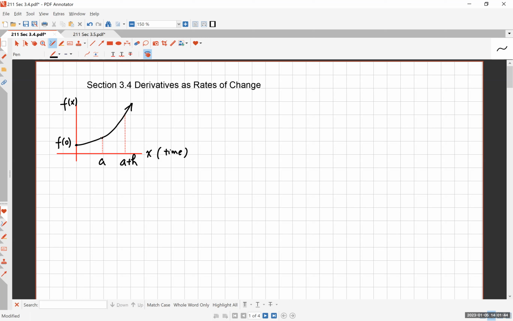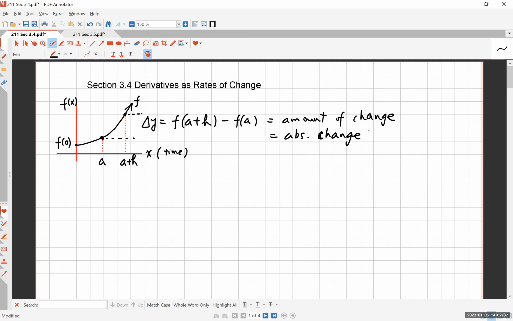Now, we have this point a, and of course, the value of y is f of a, whatever that is. And then we have this point f of a plus h, right? And this function is increasing from this point to this point. That quantity of change is what we call the rise, or delta y, and we have an easy algebraic expression for it: f of a plus h minus f of a. This is the amount of change. More technically, we call this the absolute change, as opposed to the relative change, which is the percentage increase. So this is actually the difference in those two y values.